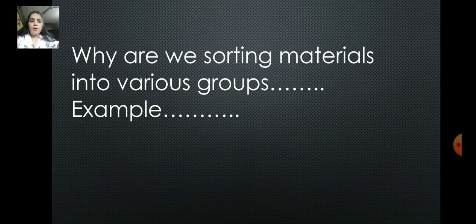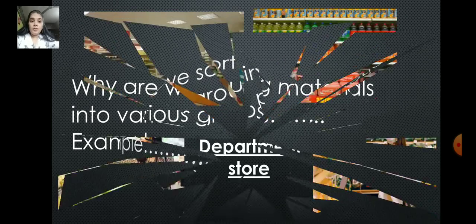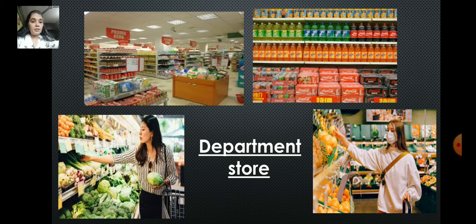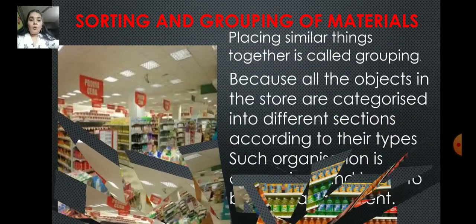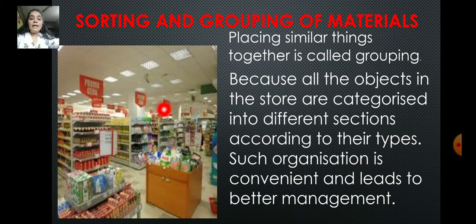So why are we sorting materials into various groups? So is it necessary? Yes, it is very necessary. When you go to a big mall or any shop, you must have observed that all the cold drink items are in one place, all the vegetables and fruits in one place, and all the snack items in one place. So they must have been segregated like this. So why? Because placing similar things together is called grouping.